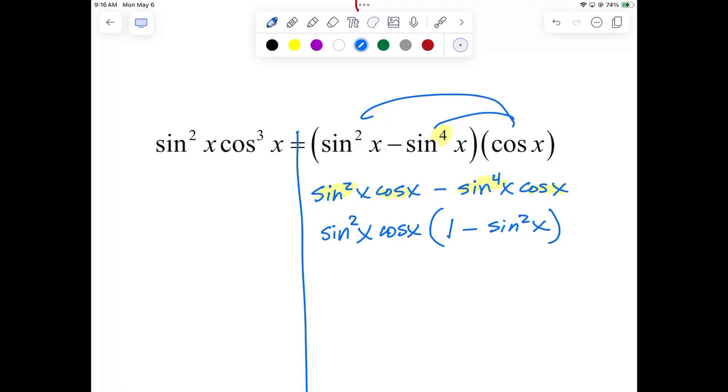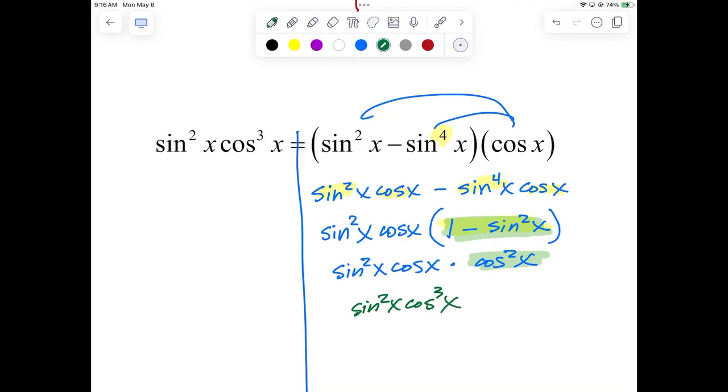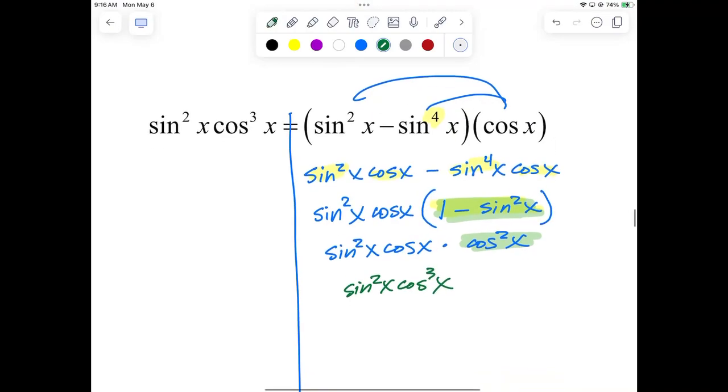And now, OMG, now it's slapping us in the face. What's another name for 1 minus sine squared? That's cosine squared, isn't it? That's Papa Pid. 1 minus sine squared is cosine squared. And now what's cosine times cosine? Cosine cubed. Is that what we want? Yeah, we're done.